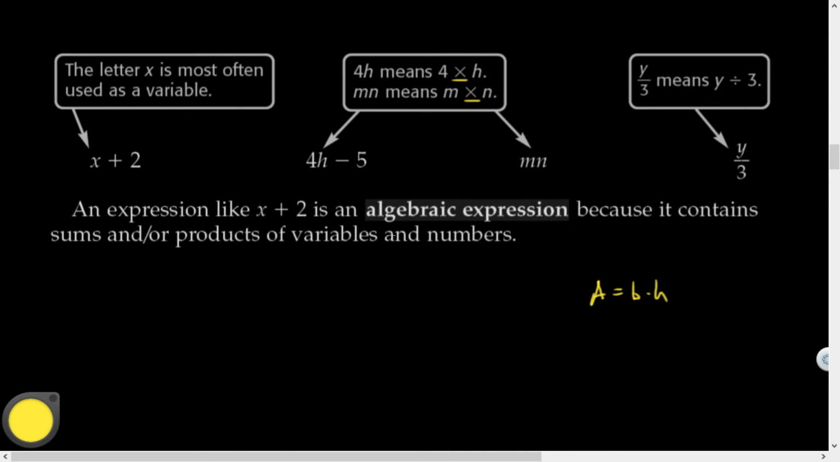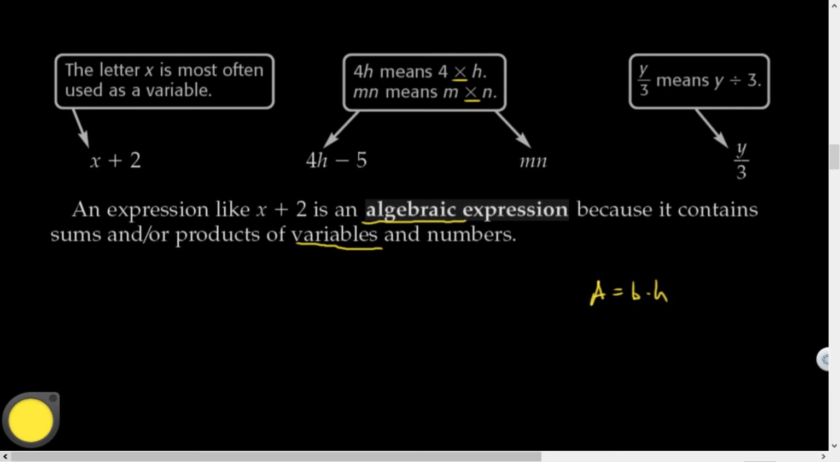So these are called algebraic expressions. Earlier we had numerical expressions, which were made up of numbers and operations. Algebraic expressions also include variables. So that's the only difference, it has this little variable piece here.